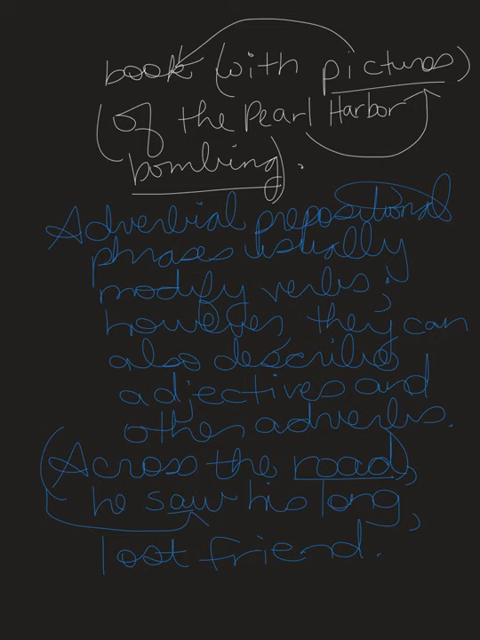This first one is like most of your adverbial prepositional phrases in that it describes the verb in the clause. Across the road, he saw his long-lost friend. Across the road is your adverbial prepositional phrase, and it describes the verb, saw. Where did he see? He saw him across the road.